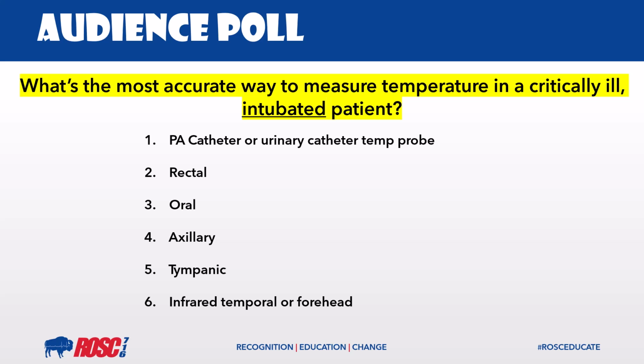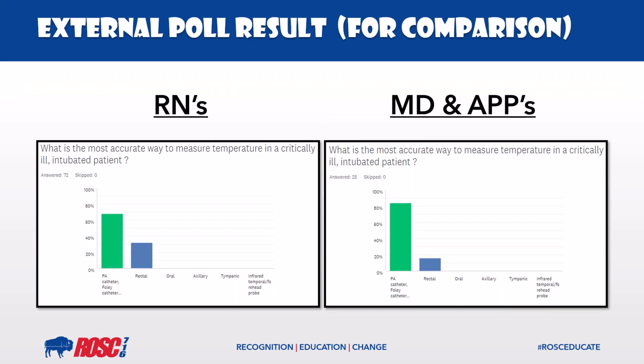Let me first ask you, what's the most accurate way to measure temperature in a critically ill, intubated patient? 1, a PA catheter or urinary catheter temp probe. 2, rectal temp. 3, oral temp. 4, axillary temp. 5, tympanic. Or 6, an infrared temporal or forehead thermometer. Taking a look at our external poll results for comparison to your answer, we can see that the majority of folks selected a PA catheter or a urinary catheter temperature probe, and a few clinicians also said rectal.